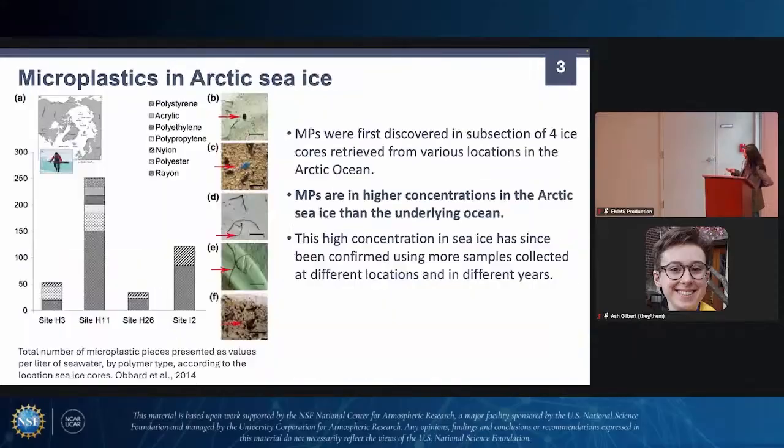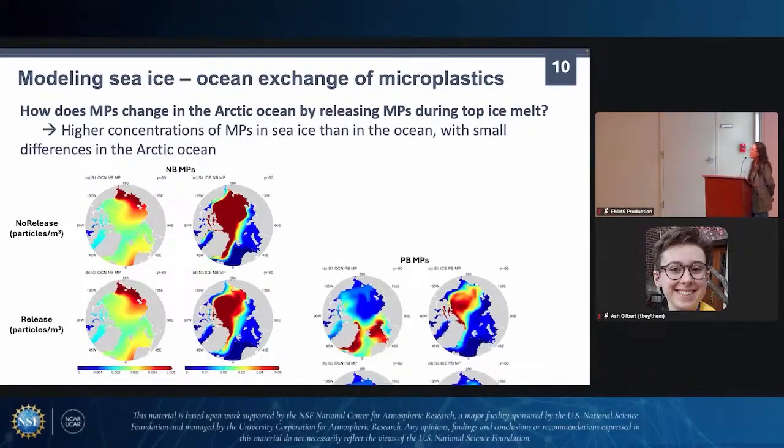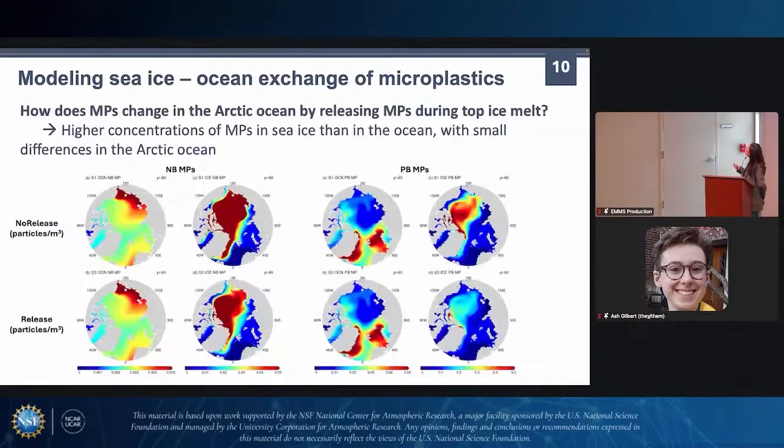So go back. All right, for this one, I thought it was interesting for the sea ice, the positively buoyant microplastics. On the far right in the sea ice, it looks like there is a big difference if you have the release, whereas you said with the neutrally buoyant it wasn't. Do you have any idea why?